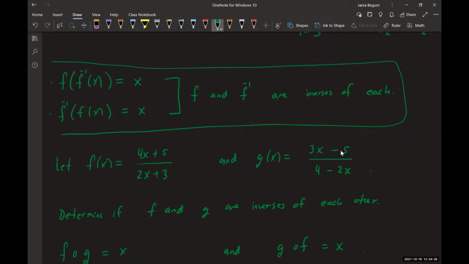Okay, are you guys okay with finding inverse formulas? Yeah, I think so. Yeah, so why don't we continue this problem and see if we take one of these, f or g, and find its inverse, whether we get the other function, right? So which one do you guys want to take and find the inverse formula of, f or g?